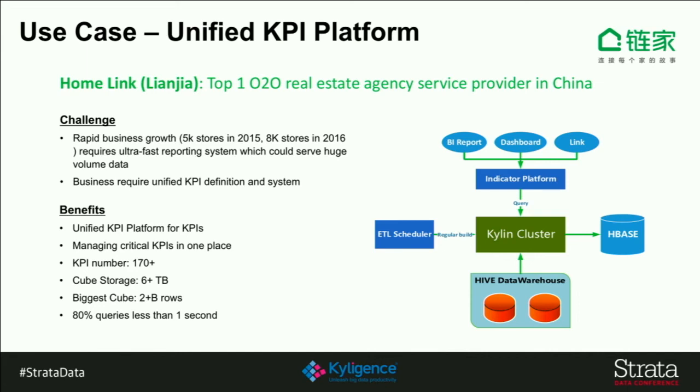And finally, they picked Kylin and Hadoop. They collect the data to Hadoop, process it with some ETL schedule, and store it into Hive as the first layer. We call this the ODS layer. Then they prepare the data on the Kylin side and store it to HBase. And then we serve what we call the indicator platform, the KPI platform. Today, all critical KPIs, over 170 KPIs, are defined this way, and all their reporting, financing, and more are based on that. So this is one single source of truth for their business from the data perspective.